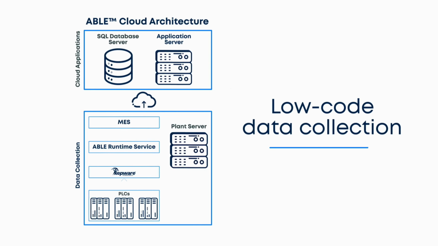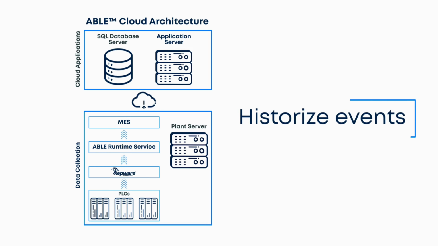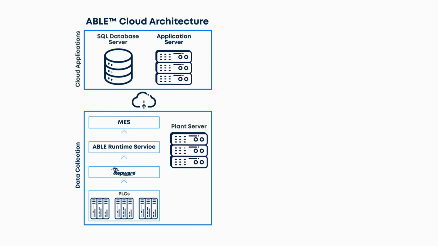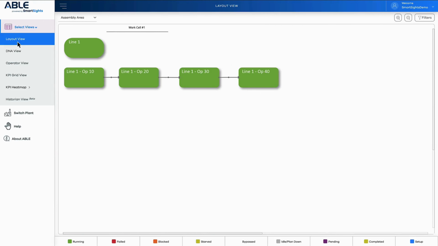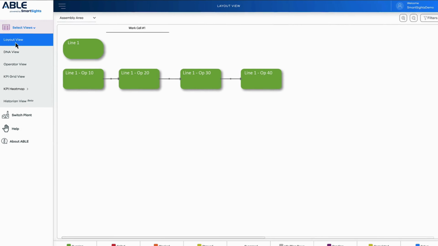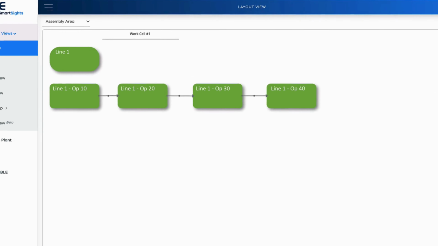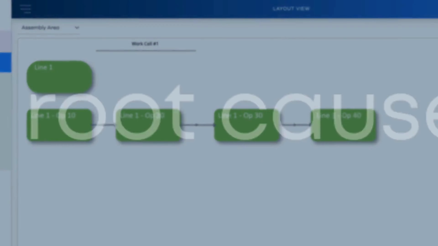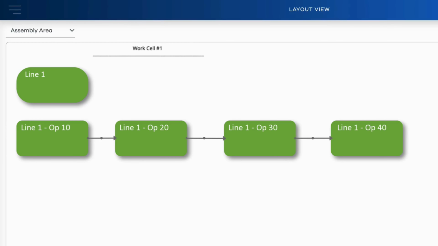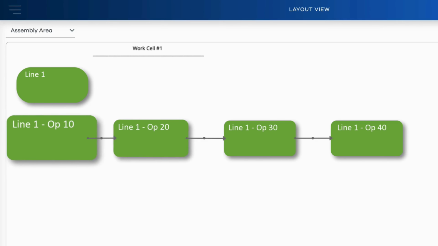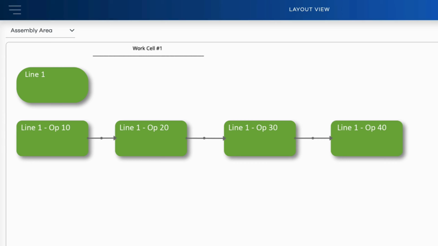With low-code data collection, it will collect and generate data outputs and historize events to provide you with seamless data to accelerate your operations. Using Able, our lightweight agnostic data collection accelerator, your production lines are actively monitored, providing real-time root cause analysis. You'll get a live visual representation of your production lines with an accurate picture of relative machine contribution. When a machine is at fault, it turns red.